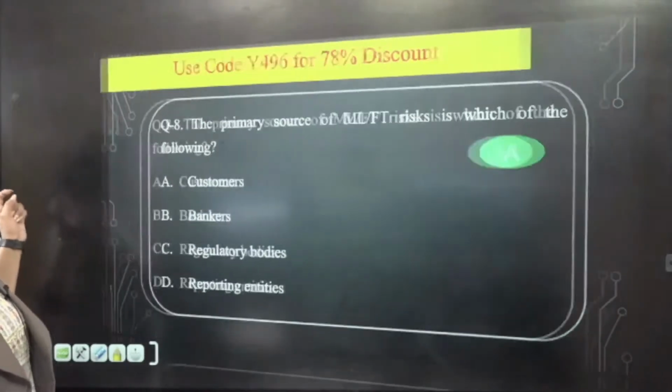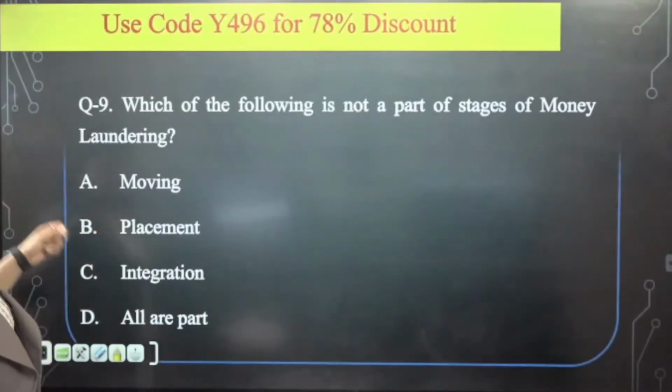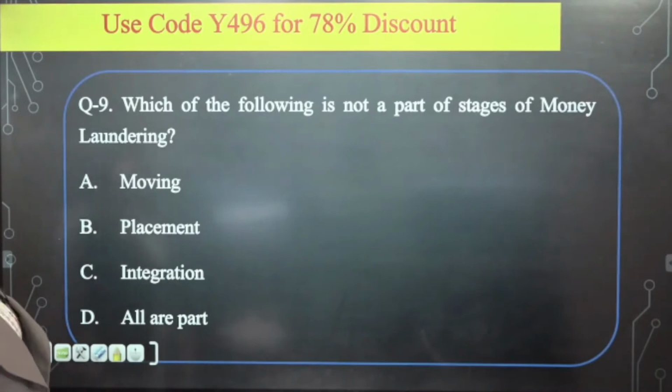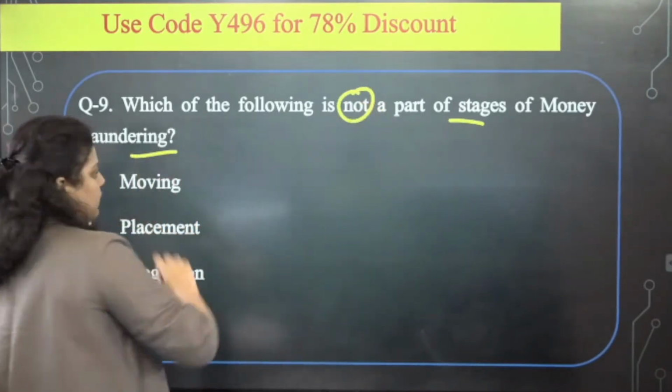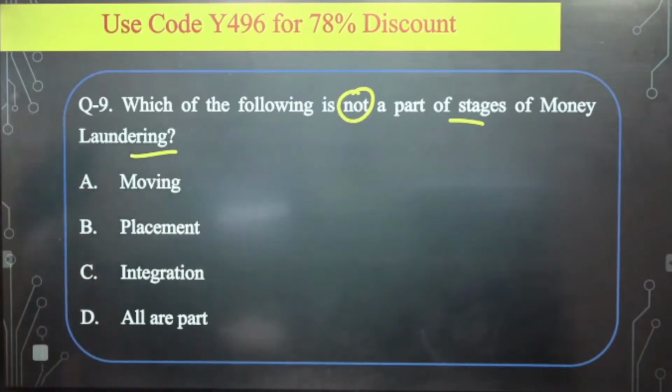Okay, next. Ninth question. It is talking about which of the following is not a part of the stages of money laundering. A very simple question. Out of these four options, which of the following is not a part of money laundering stages? Moving, placement, integration, or all are part? You have to tell that.